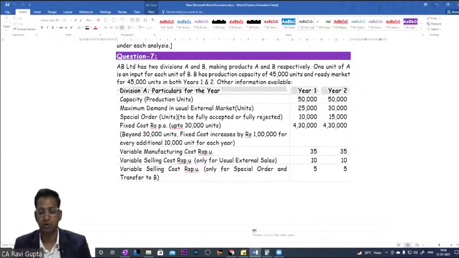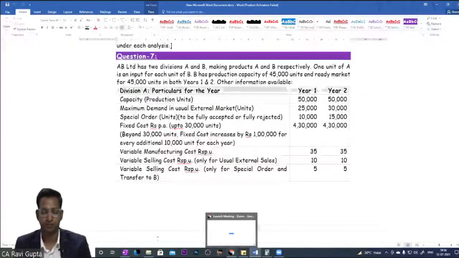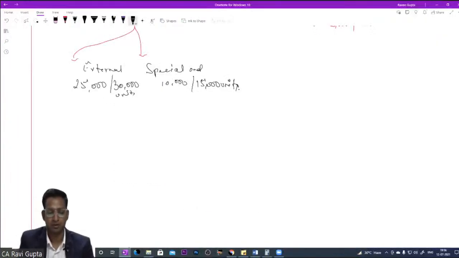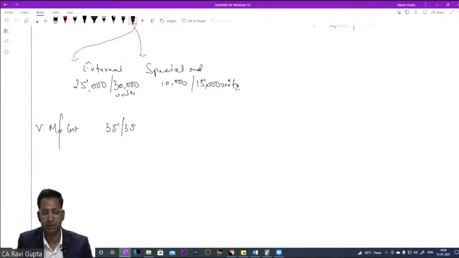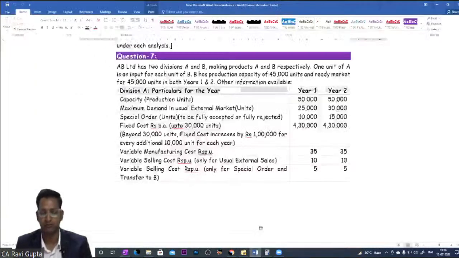Variable manufacturing cost is 35 rupees in year 1 and year 2. Now we have variable manufacturing cost of 35 rupees in year 1 and 35 rupees in year 2. Whether it is a special order or not, this cost will be incurred for the special order as well.